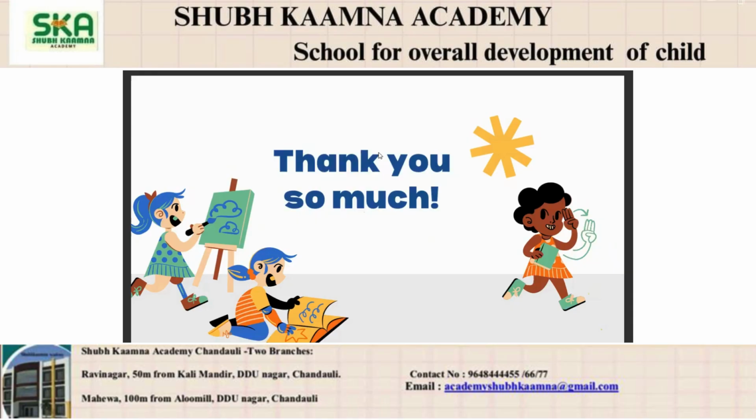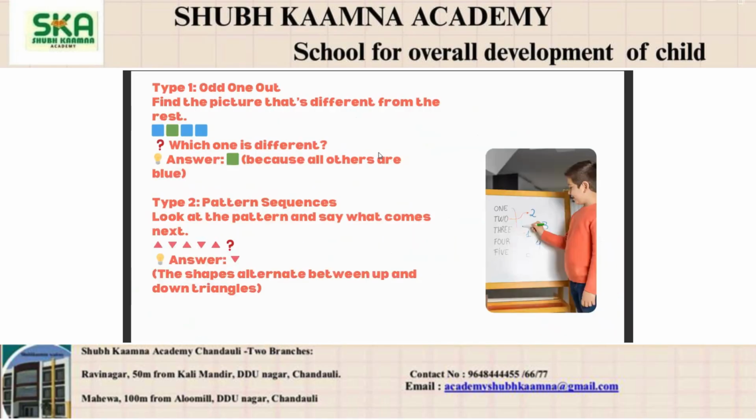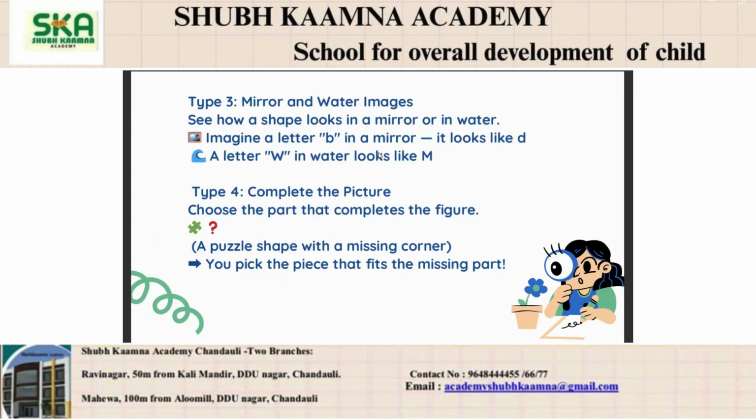The next type is complete the picture. Choose the part that completes the figure. Here's a puzzle shape with a missing corner. You pick the piece that fits the missing part. Can you choose the part that completes it? Look closely at shapes, lines, and directions.